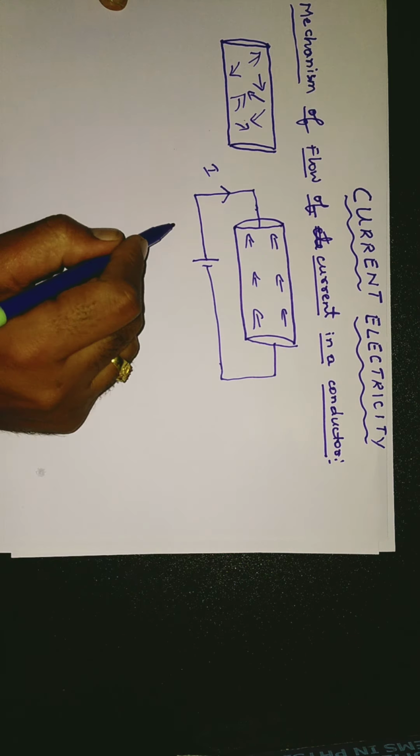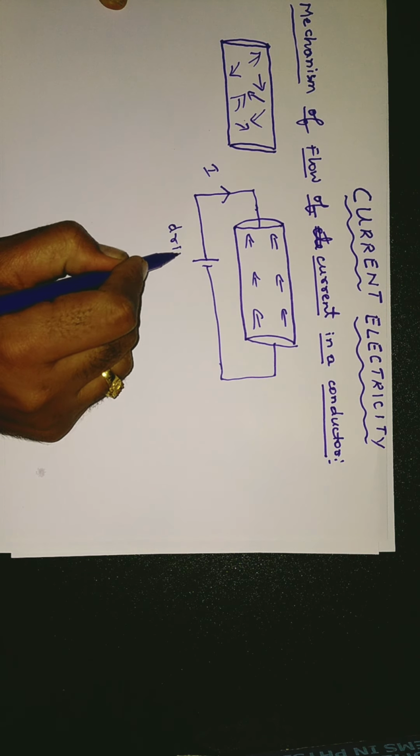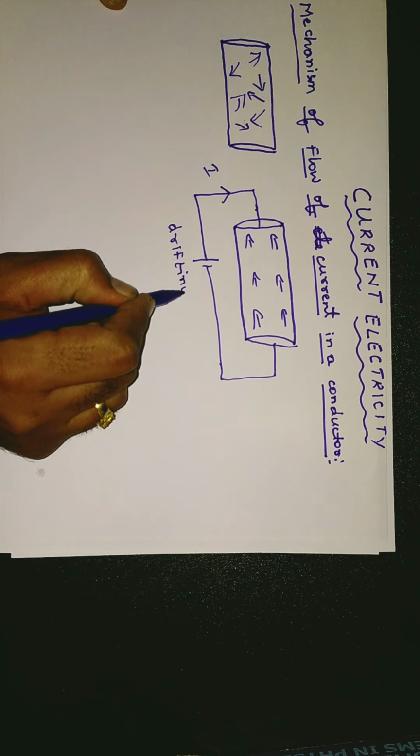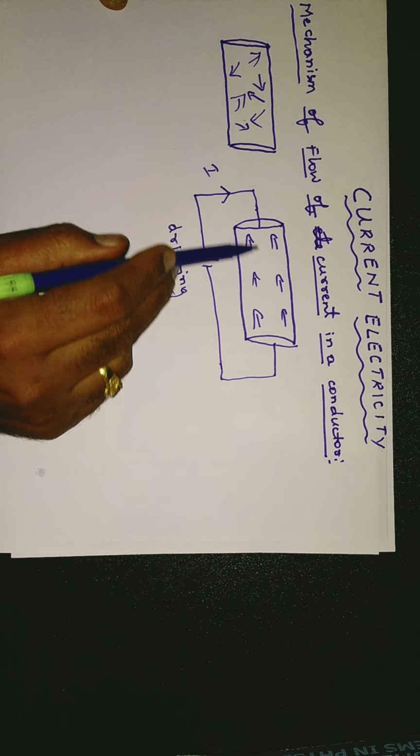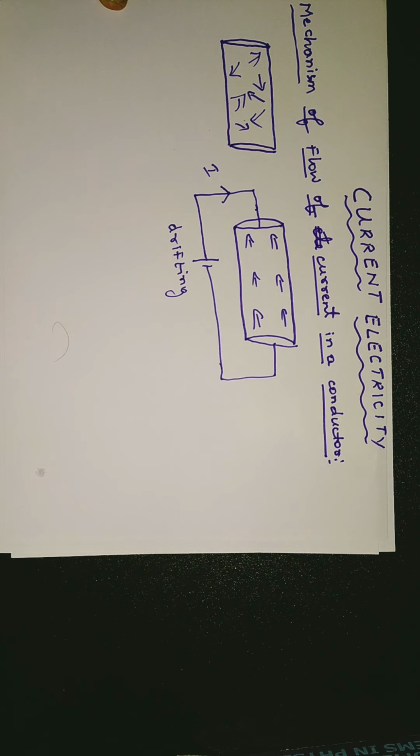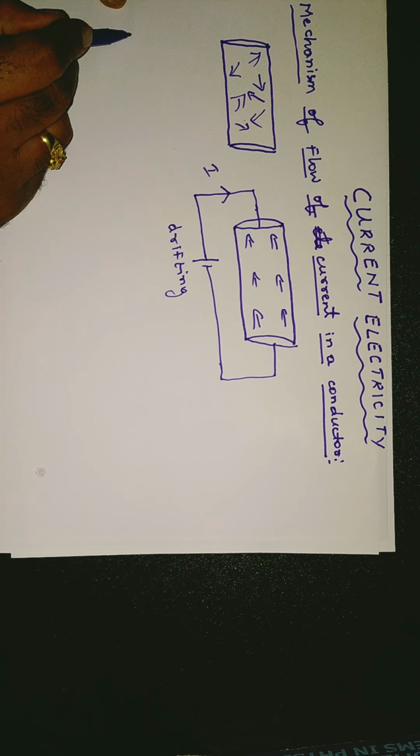Drifting, see, it's a very important term. We say that the electrons get drifted in a conductor under the influence of an electric field. So they move very slowly. This is what is called drifting. Now they move very slowly. The average velocity with which the electrons move under the influence of an electric field in a conductor is what is called drift velocity.